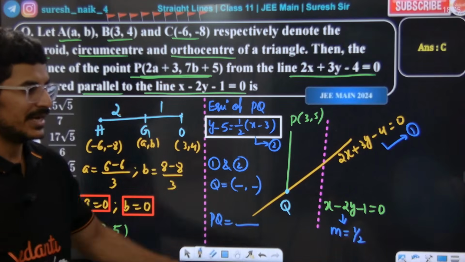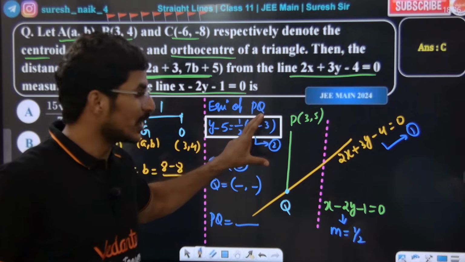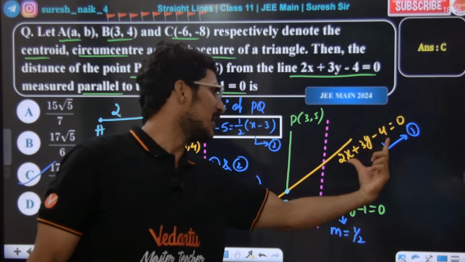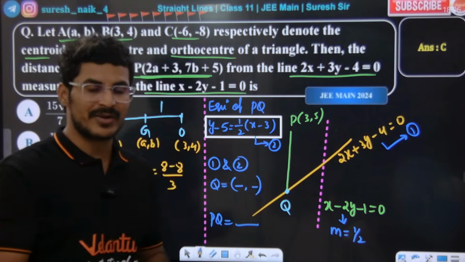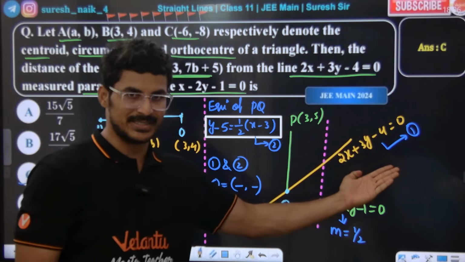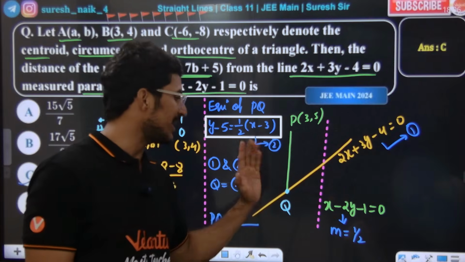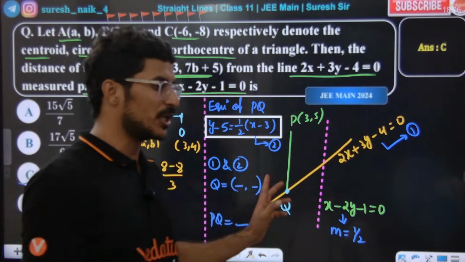What does the second equation represent? The PQ line segment. I know this equation. What is Q? Tell me. Is it the point of intersection of this green line and yellow line? The yellow line equation is already given. So if you solve the yellow line and the green line, you will get Q. Then we need to find the PQ distance.